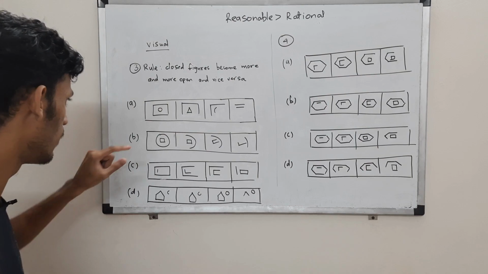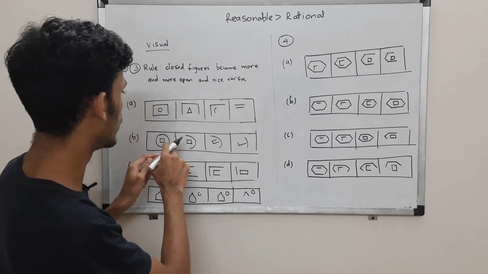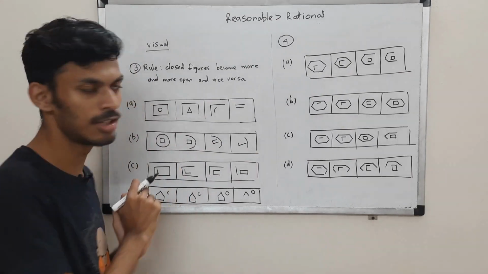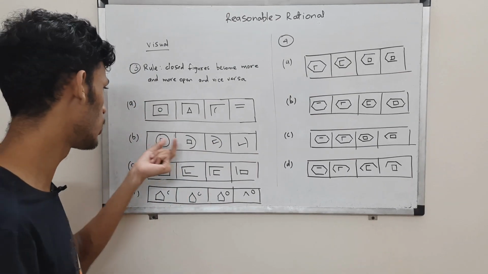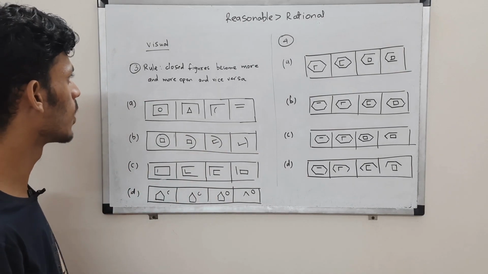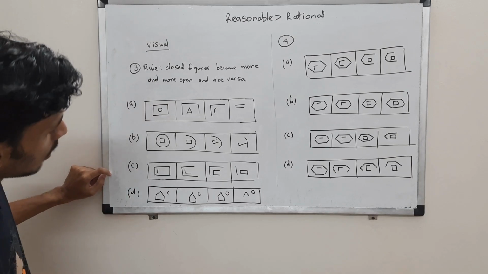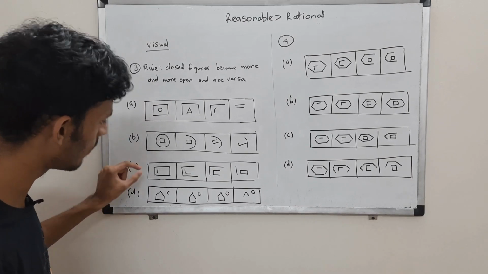Let's come to this one. Here we have a circle. It's a closed figure that became open. But here if you see, the square did not lose a side, right? It was a closed figure and did not become open. So no gradual opening. So again this is not correct. Let's come to this one, option C. Here we have a rectangle and inside we have a line.